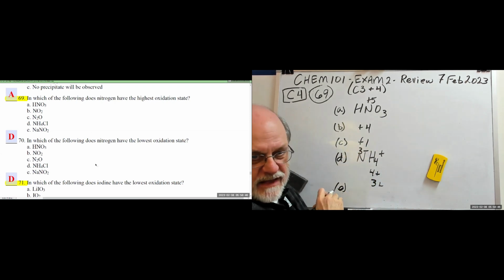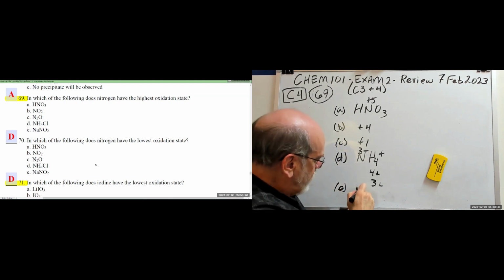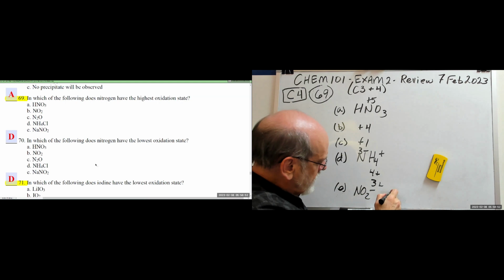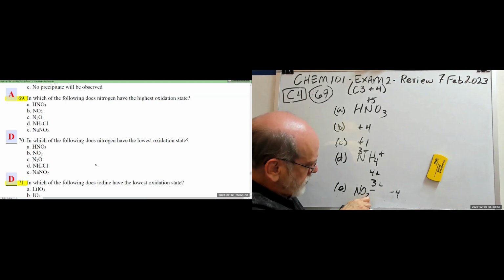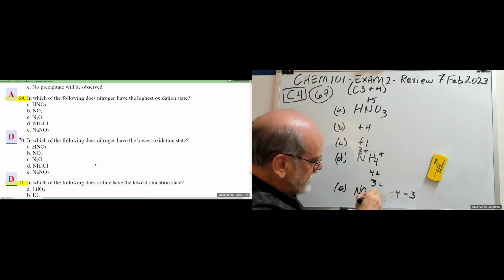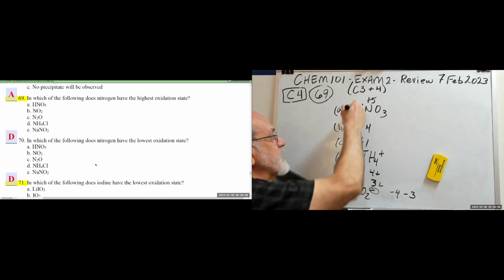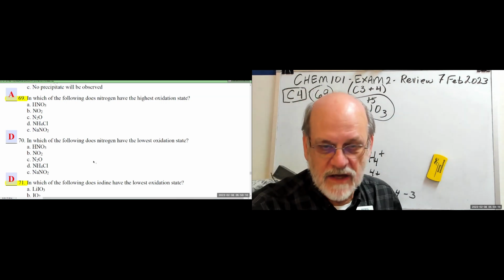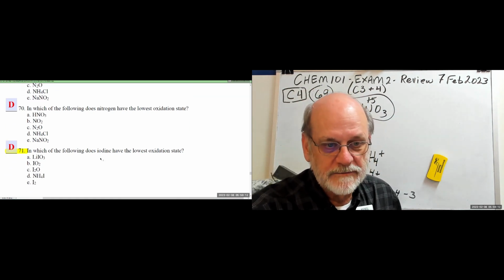And then E is NO2 minus. This is -4 for the oxygens, 2 times -2. We hold 1 out for this charge. That means that this has to be +3. So yes, that has the highest oxidation state of those groups.